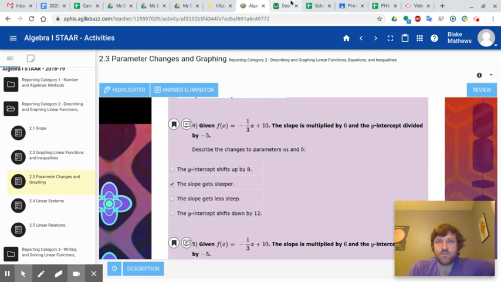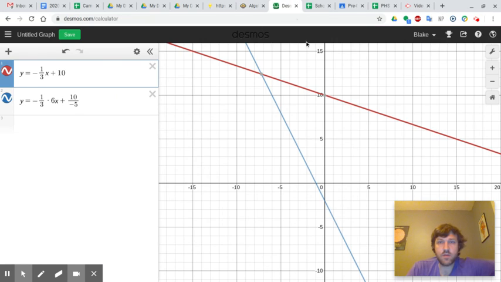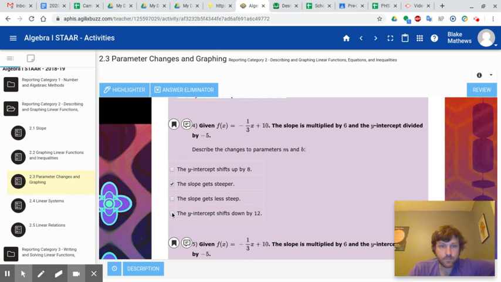Did the y-intercept shift down 12? Right. Well, it was at 10, and now it's at -2. So yeah, that is a difference of 12. So it did go down 12 from the red to the blue. So those are my 2 answers. And that's all you have to do on these.